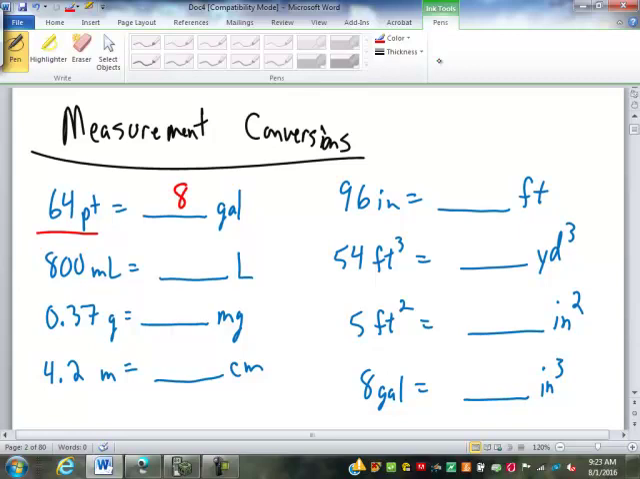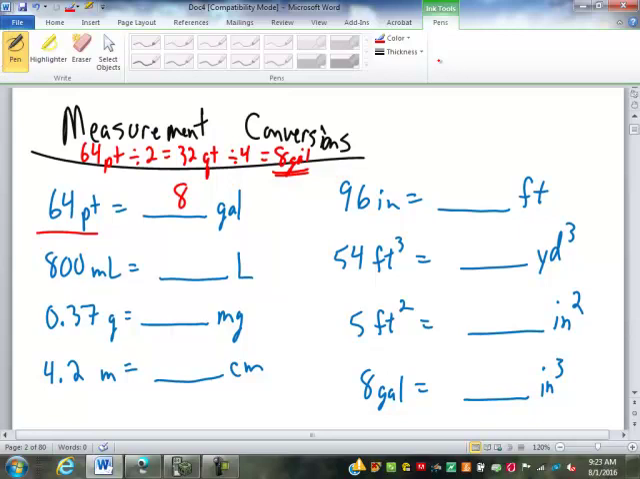8. Perfect. Yes, because 64 pints, there are 4 quarts in a gallon. Let's try this again. There are 2 pints in a quart, so divided by 2 gives us 32 quarts. And 4 quarts in a gallon, so divided by 4 gives us 8 gallons. Any questions on that one?